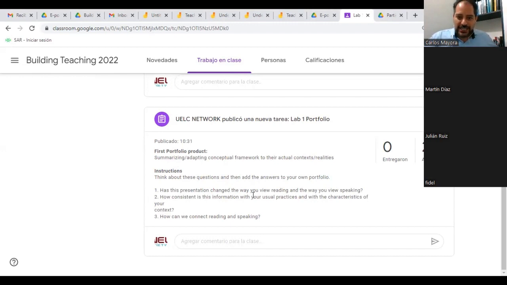So has this presentation changed the way you view reading and the way you view speaking? Remember, when you worked on the Jamboard and then we watched the presentation, there was a lot of consistency between what you already know and what the conceptual or theoretical framework says. How consistent is this information with your usual practices and with the characteristics of your context? Because of what you shared, I can see that you are already doing many of the activities or approaches that I showed you today. So the idea is, how do we implement them in a more systematic way? Finally, how can we connect reading and speaking?